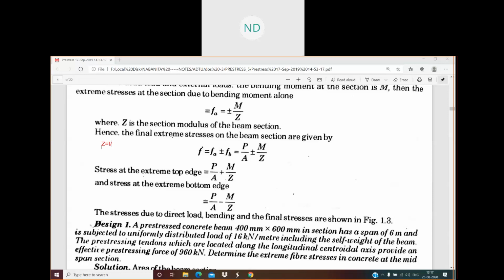I by Y. And what is your Y? Sorry, I. I is BD cube by 12 and your Y is D by 2. That means how much? BD square by 6, also you can write that. Calculate what is your BD square by 6 then.